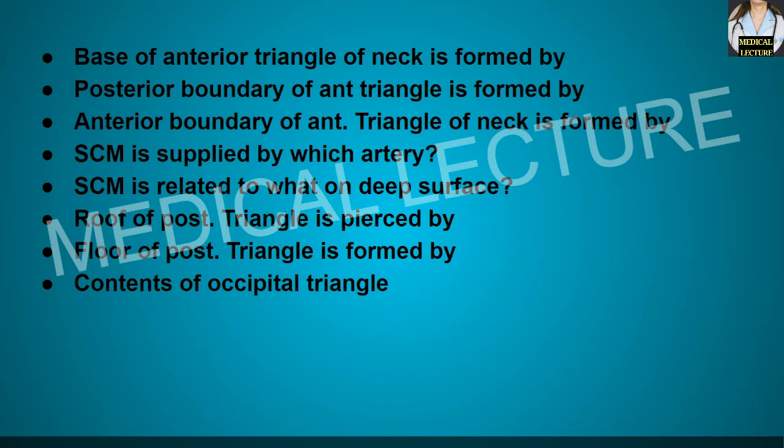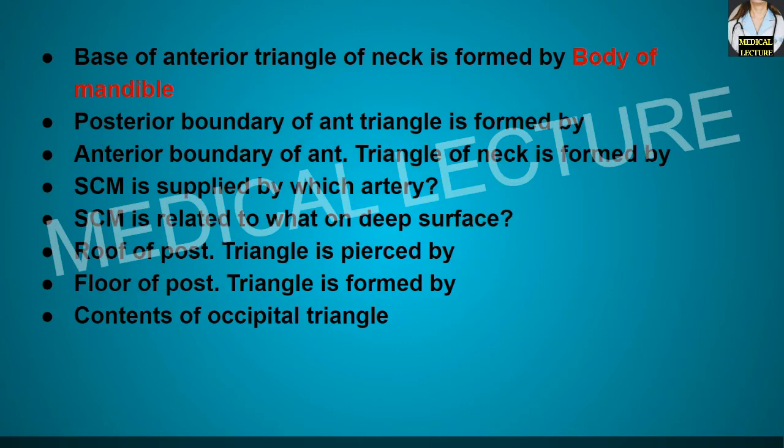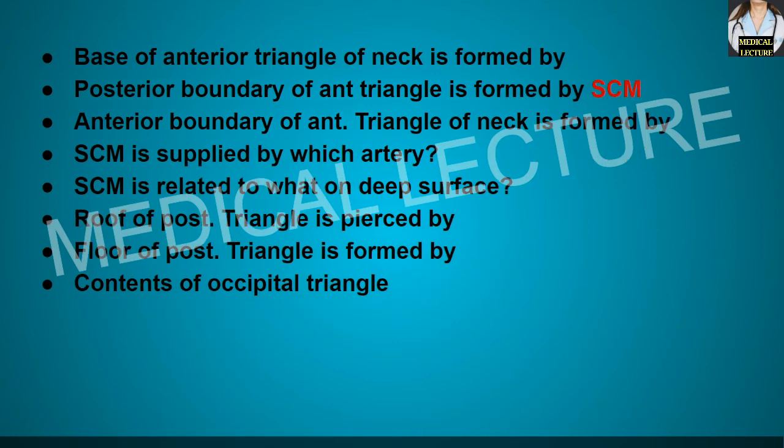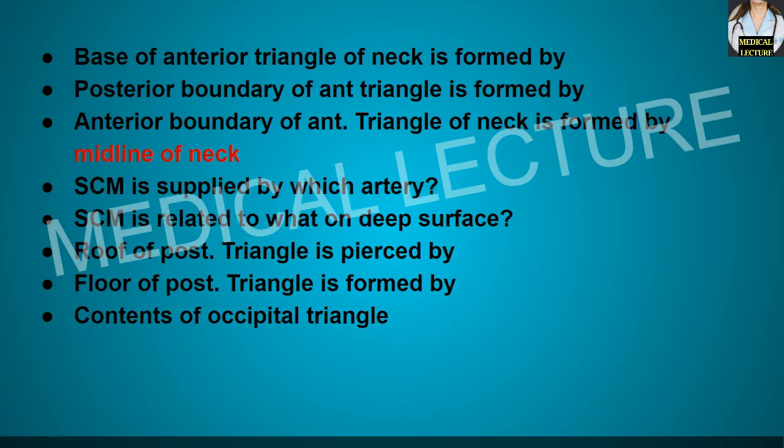First of all, the base of the anterior triangle of the neck is formed by the body of the mandible. The posterior boundary of the anterior triangle is formed by the sternocleidomastoid muscle. The anterior boundary of the anterior triangle of the neck is formed by the midline of the neck.